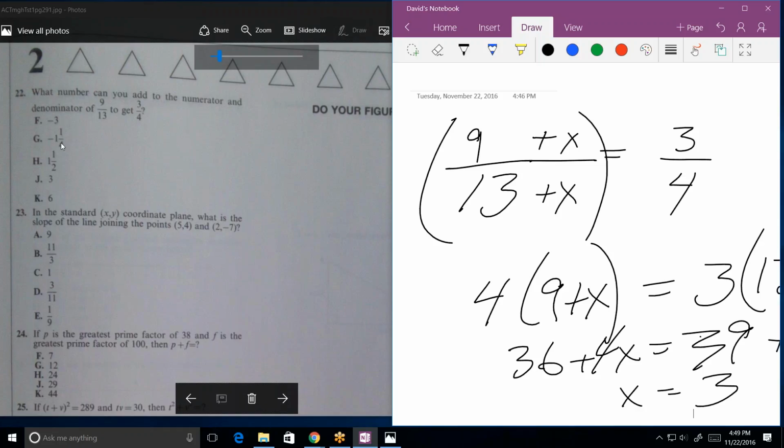In other words, if I subtract 1 1/4 from 9 and 13, gosh, I'd need a calculator almost to figure out what that was. But I can certainly add 3 to top and bottom and see if that's equal to 3/4. So the correct solution for 22 is back solving, not this. This took me longer than back solving took.